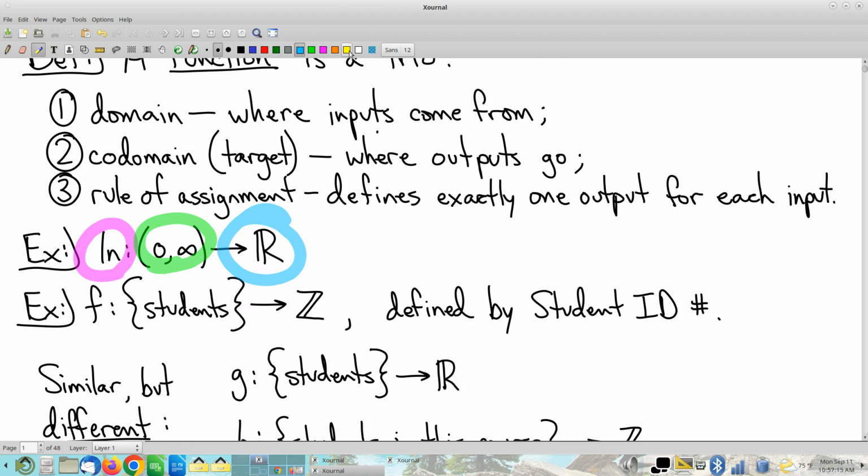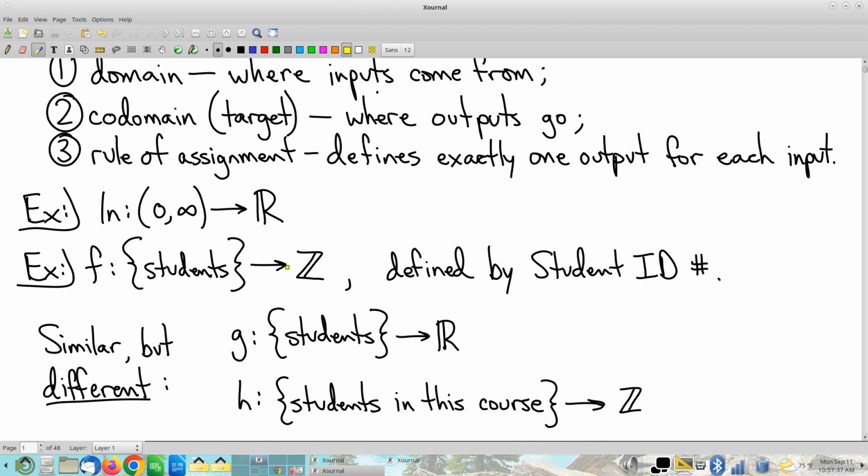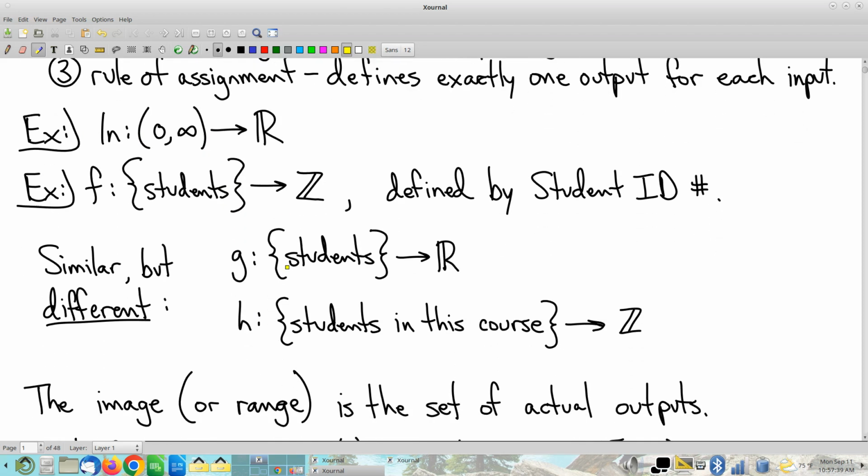So it's this trio that is the function. This is the domain that I like to think of as the input space. This is the target that I like to think of as the output space. And this is the rule of assignment, the formula. Okay. Here's another one.